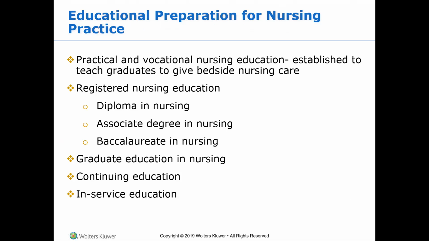Practical and vocational nursing education helps establish certain criteria. It teaches graduates how to provide care at the bedside. Then we have registered nursing education. Those can be achieved through a diploma, an associate's degree, or a bachelor's. We have graduate education in nursing, and then we have continuing education and in-service education.